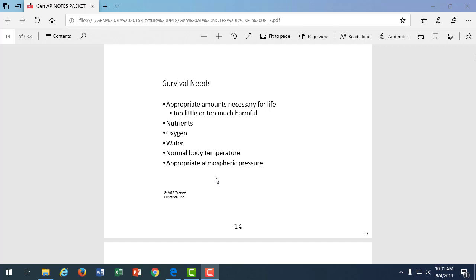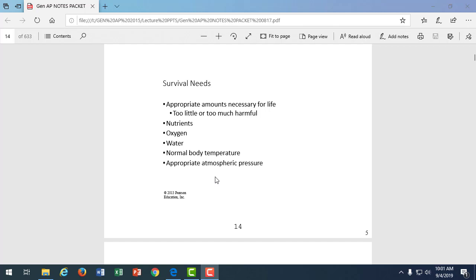we need oxygen. With the help of hemoglobin, we can make it for about 5 minutes before brain cells and body cells start to die. We know we need water. If you're totally dehydrated, you will pass out and be lethargic and unable to function. Normal body temperature, we know that. If it's too high, we'll have seizures. If it's too low, we'll fall asleep and slowly die.